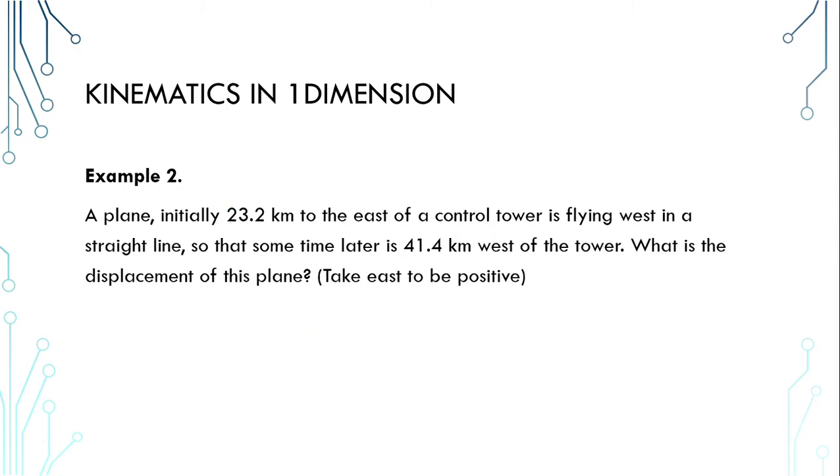Let's look at a more interesting example now. A plane, initially 23.2 kilometers to the east of a control tower, is flying west in a straight line, so that sometime later it is 41.4 kilometers west of the tower. What is the displacement of this plane? Take the east to be positive. So again, we're taking the same definition that moving east or to the right is positive and moving west is negative.